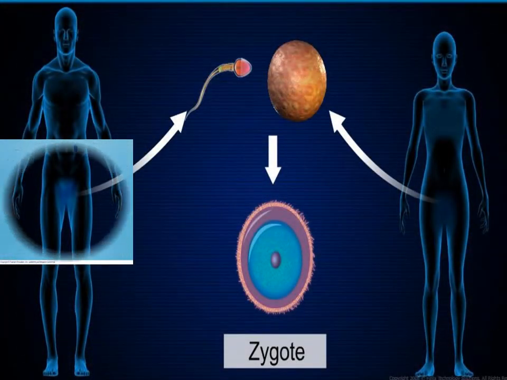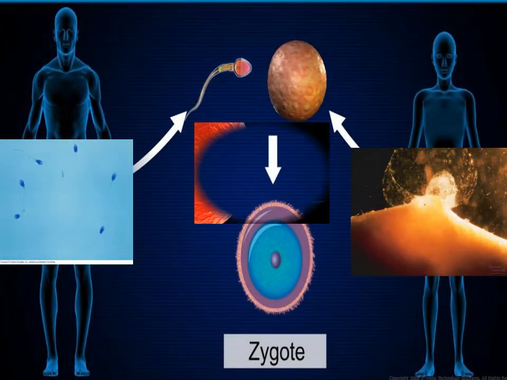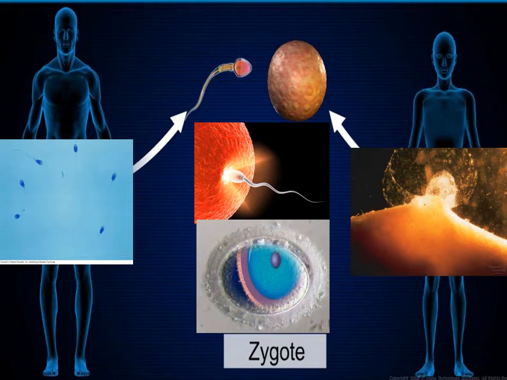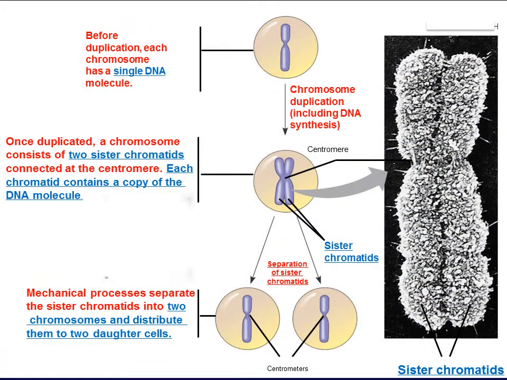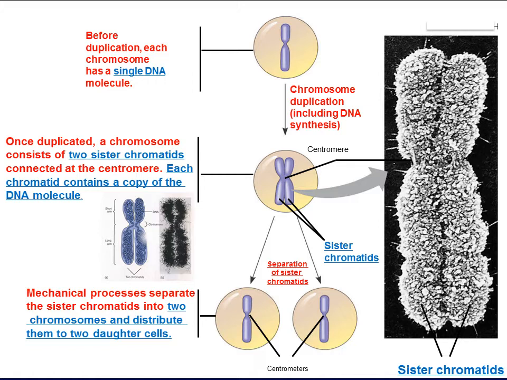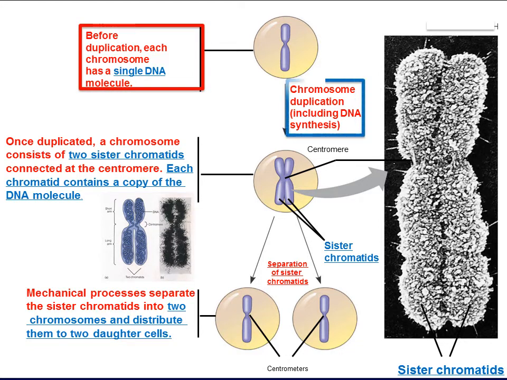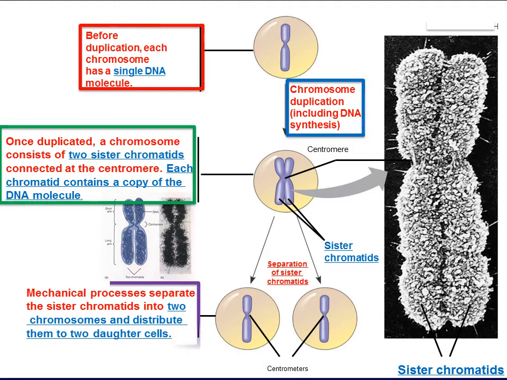Fertilization occurs when a sperm and an egg fuse together to form a zygote, which begins to divide as it moves towards the uterus. The DNA in the cell is copied in preparation for cell division, and this results in two full sets of chromosomes. Each chromosome is composed of two sister chromatids. The sister chromatids are then pulled apart by the mitotic spindle, which pulls one chromatid to one pole and the other chromatid to the opposite pole.